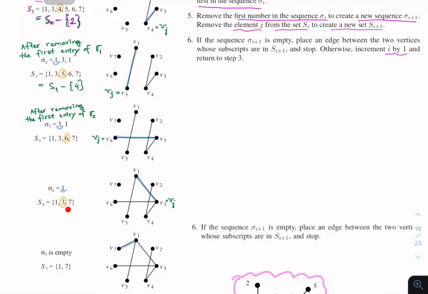My sequence is not empty yet, so I keep going. I look at the smallest entry in S4 that does not appear in sigma 4, so that's 3. So I connect 3 with 1. I get this edge. And the next step is I remove the first entry in sigma 4, so I get this empty sequence. And I remove j from S4 to get 1 and 7.